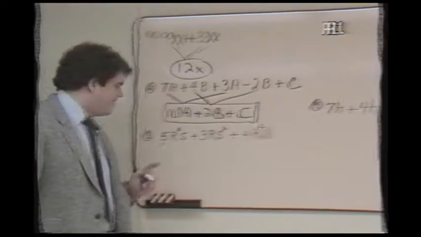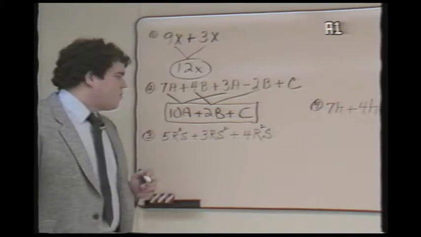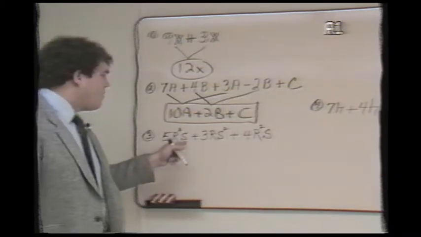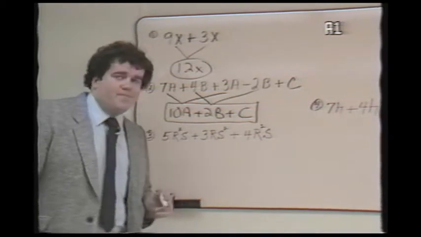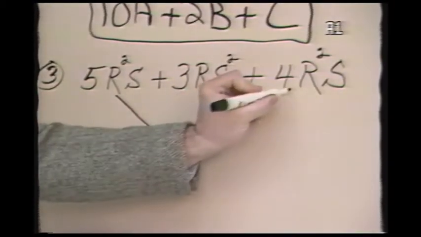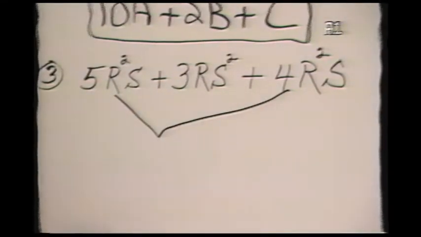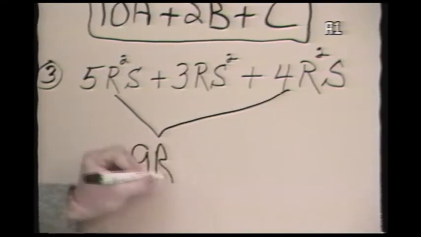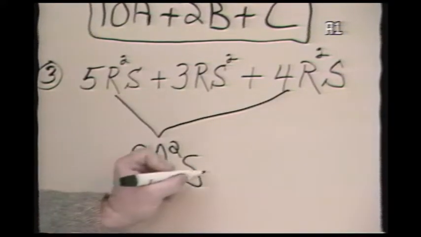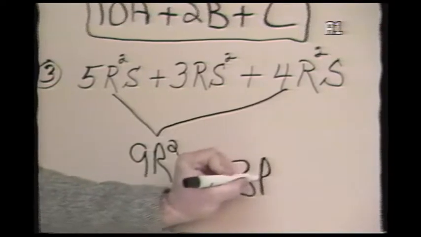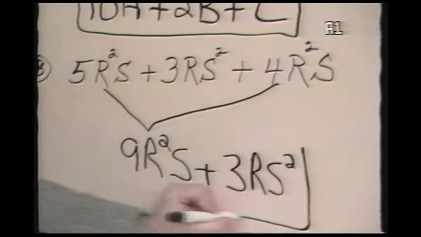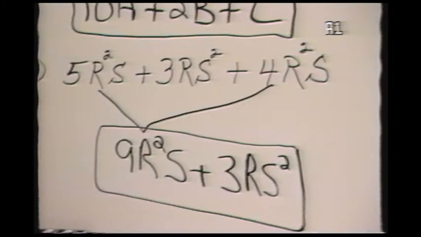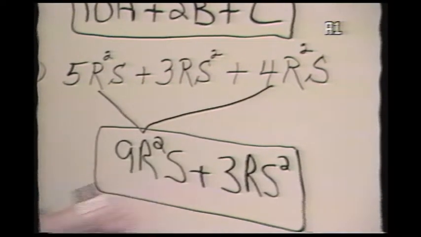Problem number 3. 5r squared s plus 3rs squared plus 4r squared s. We have to be careful here because r squared s is not the same as rs squared. The 2 terms I combine are here and here. 5r squared s and 4r squared s. Together, they equal 9r squared s. This 3rs squared is the only rs squared we have, so my final answer will be 9r squared s plus 3rs squared. I can't go any further because these 2 terms are not alike.